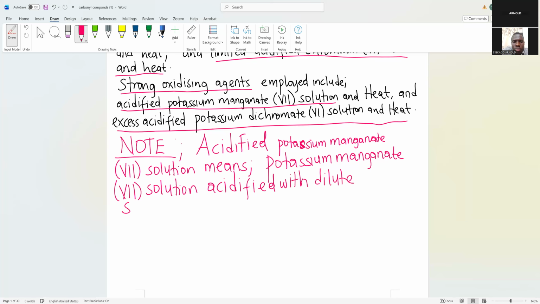Acidified with dilute acid. Not any other acid. I wanted to make this clear. Like for condensation reactions of carbonyl compounds, you recall we are acidifying to have a catalyst. We are acidifying using dilute sulfuric acid. This was emphasized in the old course outline. If you mentioned acidified potassium manganate 7 solution, that was not appropriate.